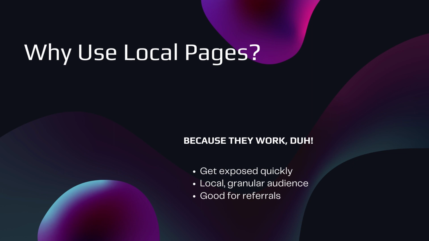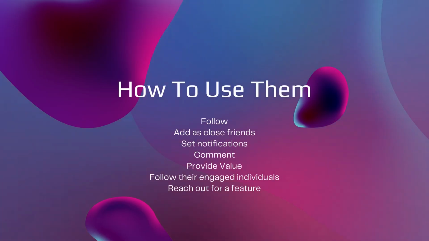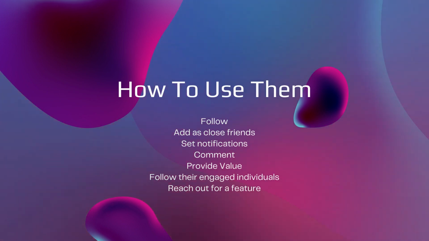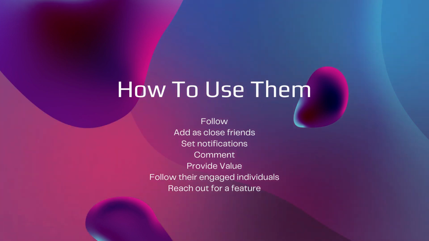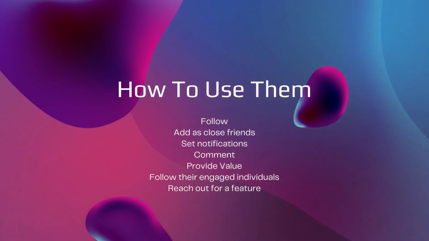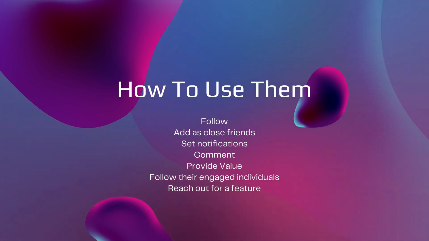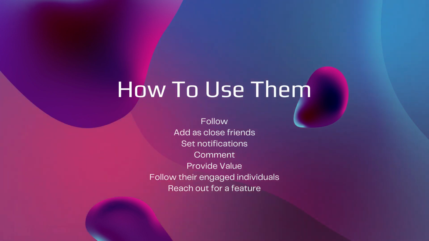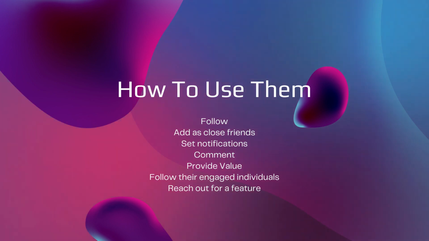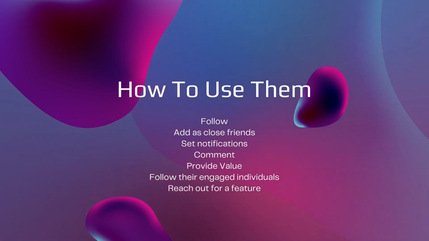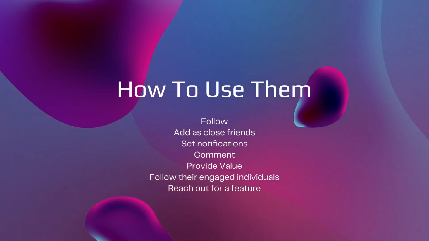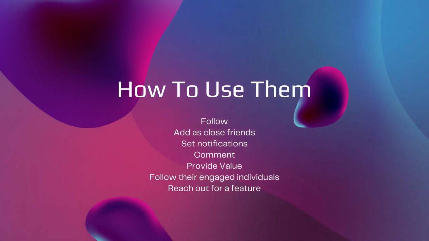So how are we going to use these local pages? Well, the first thing we're going to do is follow them when we see them, or you can go out and actively search for them and then follow them, and then add them as a close friend, as I showed you earlier. Set the notifications to ping when they make a post. And then when they make a post, just leave a comment, as we've talked about earlier, and provide tons of value in that comment. Again, if it's a local page, be aware of that. Leave some local knowledge. If it's a bigger, more general real estate account, leave more general real estate knowledge.